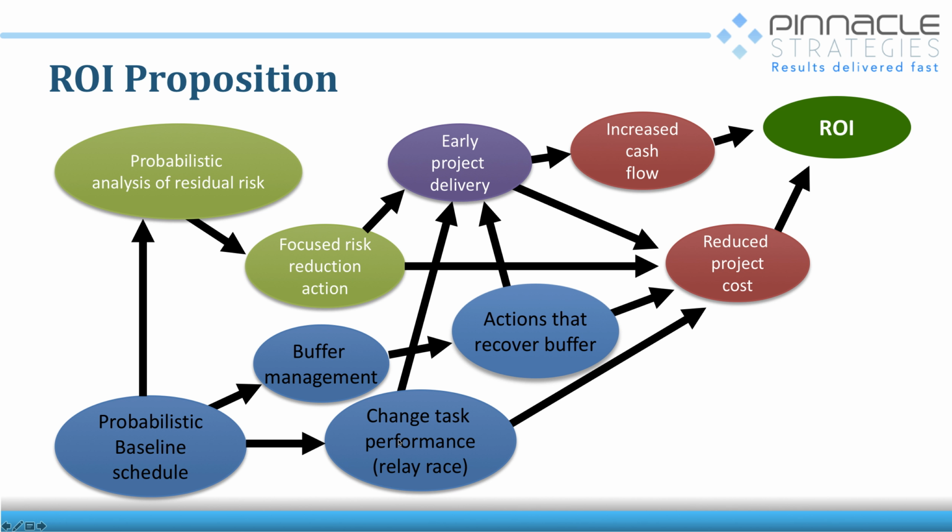And I don't know necessarily that I want to read every node to you. But I think what you want to see here is, look, we build our baseline schedule, then we do the analysis, then we focus on risk reduction, which pushes us to early delivery, better cash flow. If we do our baseline schedule, we do our buffer management, and we're managing changes, we get the actions, and we get reduced cost, so we get both. We get better cash flow, and we get a reduced project cost when we do critical chain project management.